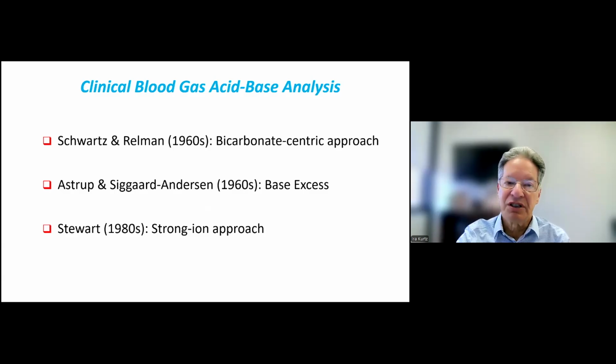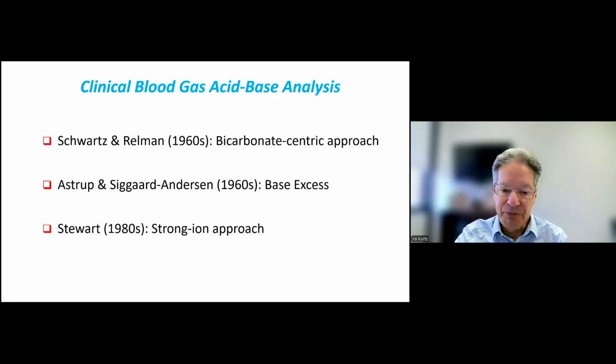What also developed was a different approach generated by Astrup and Sigurd Andersen in the 60s, called the base excess approach, that you'll still see in a number of institutions in their blood gas results. Conceptually, this involves taking blood and equilibrating it at a PCO2 of 40, and then adding acid or base to bring the pH back to 7.4. So you're quantifying the amount of acid or base that needs to be added to blood outside the body at a PCO2 of 40. That's what base excess is.